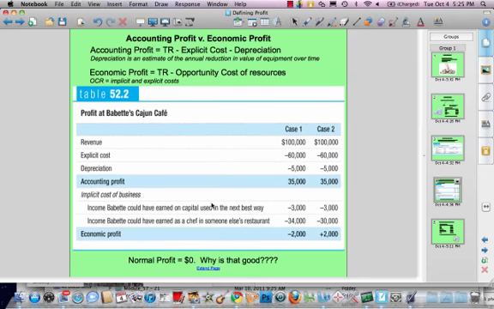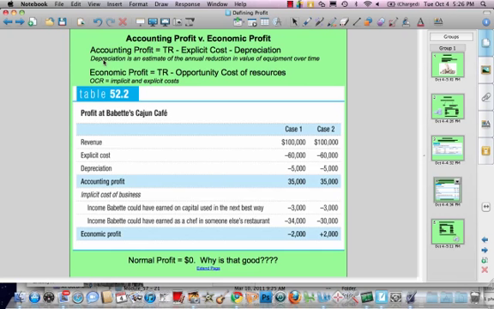Let's move on now to the definition of accounting profit versus economic profit. What is the difference between these two? Well, first, accounting profit. Accounting profit equals total revenue minus explicit cost, so those costs that require an outlay of dollars, minus depreciation. This is the first time we've heard this term. And because this isn't an accounting class, we're not going to spend a ton of time on it, but you do need to know that depreciation is an estimate of the annual reduction in value of equipment over time.